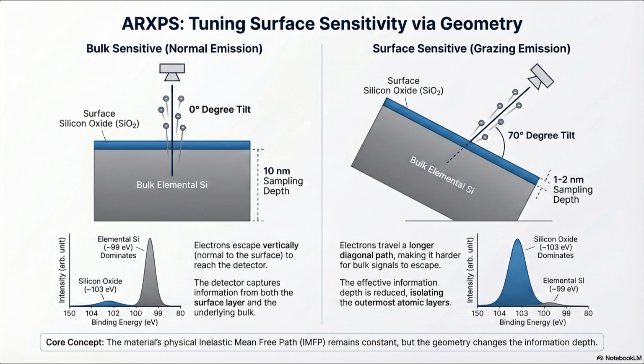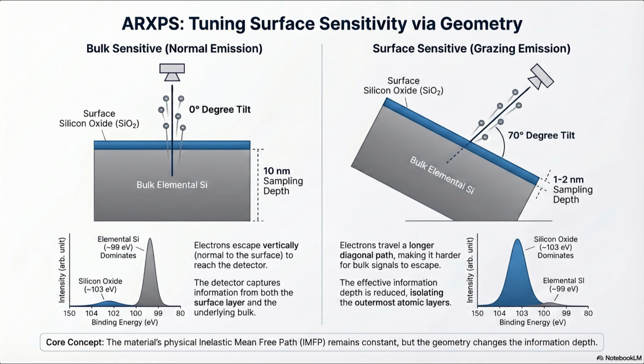But now look at the right. We've tilted the sample at a sharp angle. For an electron to reach the detector now, it has to travel a much longer distance through the material. And what does that mean? It means only the electrons from the very, very top are able to escape and be detected. And just check out the result.